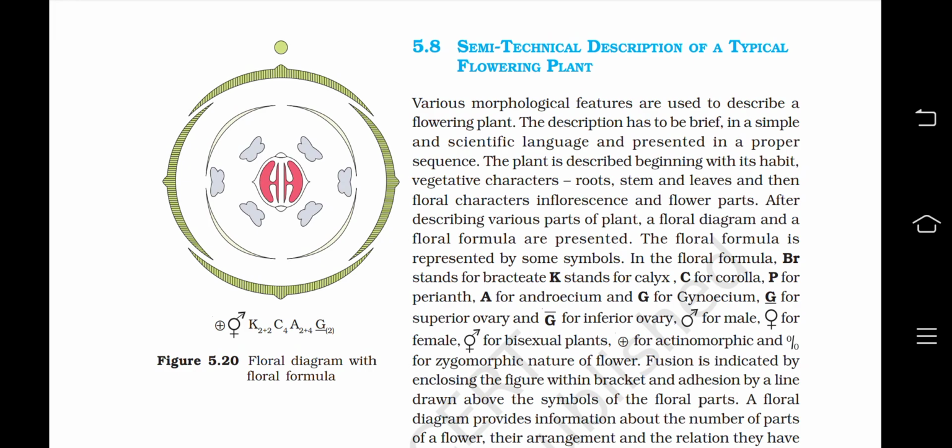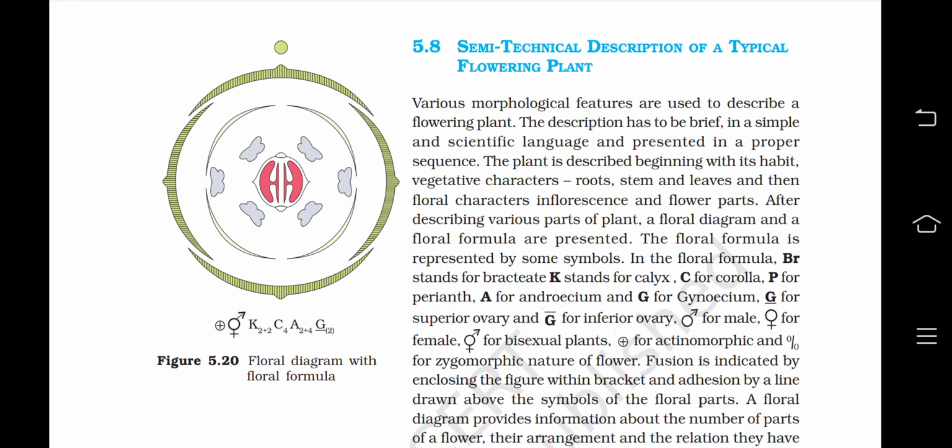This is the fourth part of Chapter 5, Morphology of Flowering Plants. We are starting off with a semi-technical description of a typical flowering plant. Various morphological features are used to describe a flowering plant. The description has to be brief, in simple and scientific language, and presented in a proper sequence.